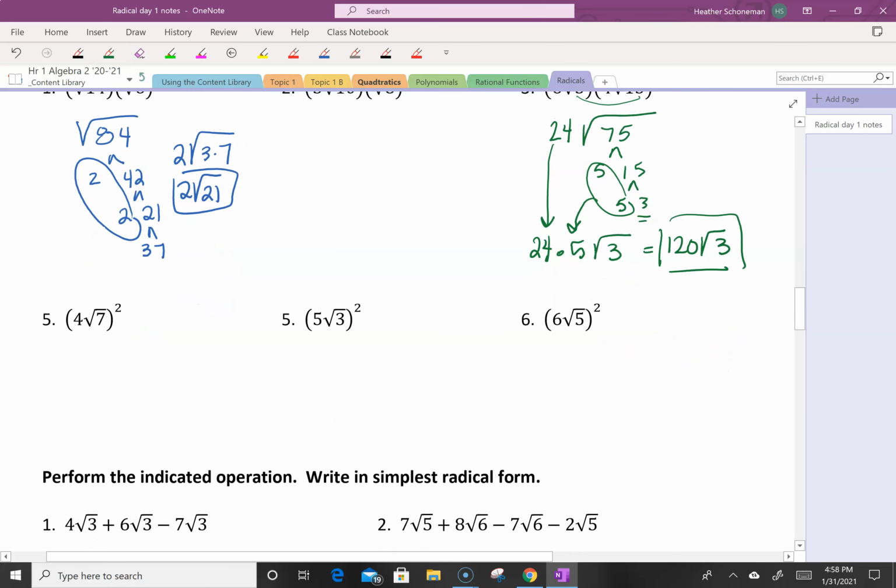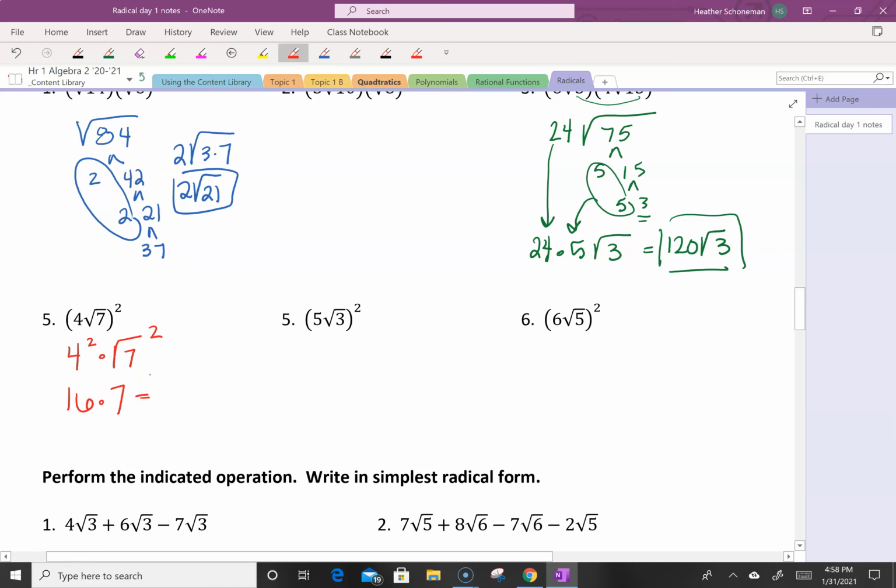Okay, what happens if we need to square a radical? Well, if I square a radical, this is really 4 squared times the square root of 7 squared. Well, 4 squared is 16. But when you square a radical, it cancels it. It undoes it. So the square root of 7 squared is just 7.